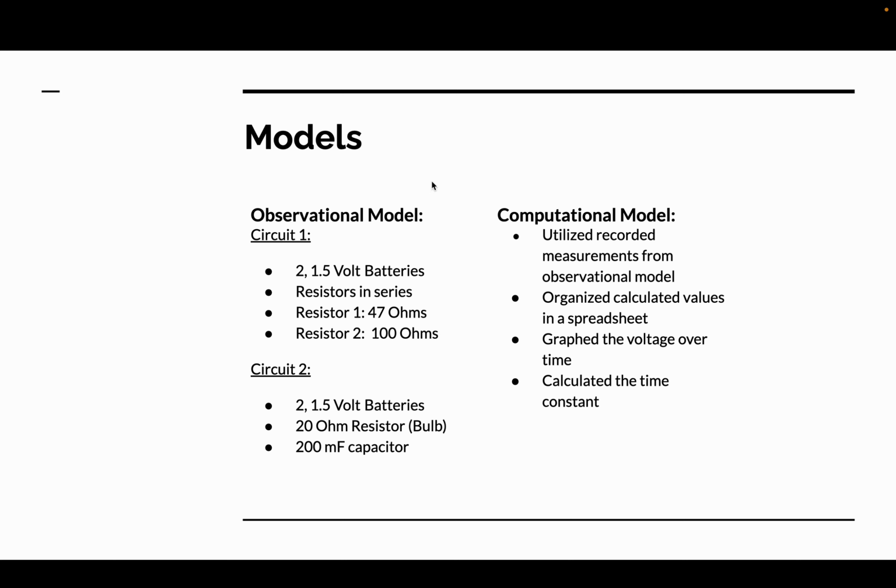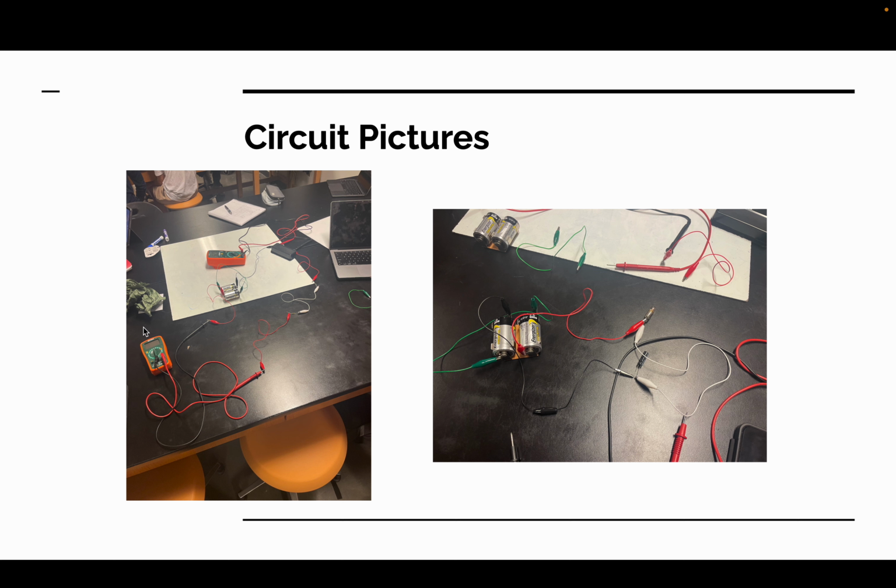The computational model utilized the recorded measurements from these 2 circuits and organized them into a calculated value spreadsheet, which graphed the voltage over time and calculated the time constant. Here are the pictures of the circuits built in lab. This is circuit 1. As you can see, there is a resistor here attached to the ammeters, which are attached to the batteries, which is attached to another ammeter over here. In here we have circuit 2, which is the capacitor, the bulb, all looking nice and sharp.